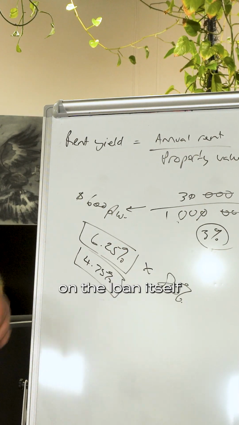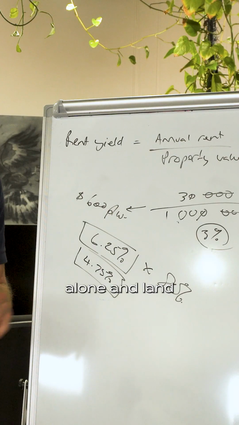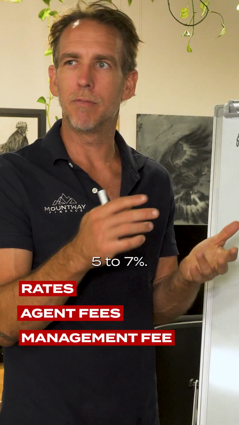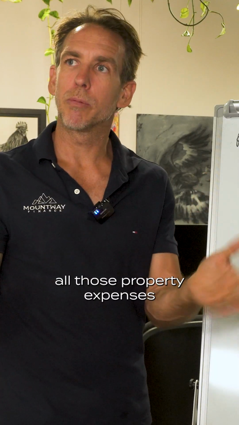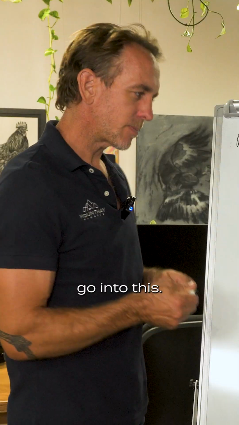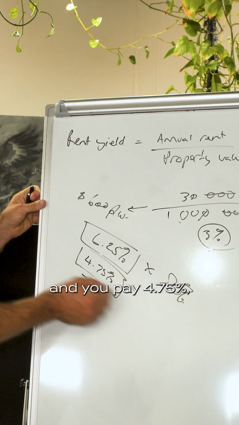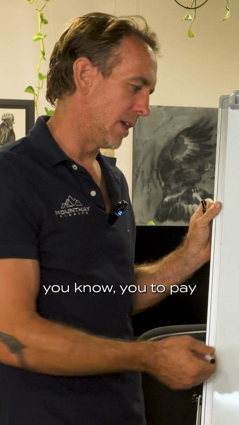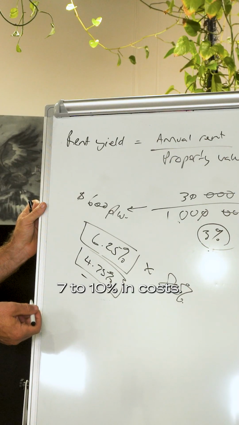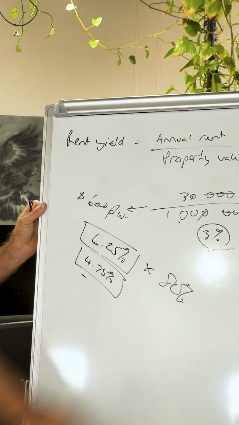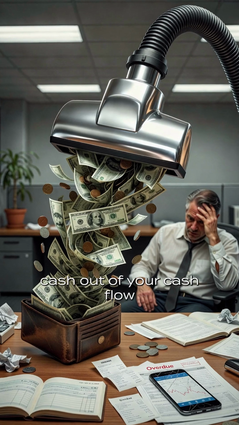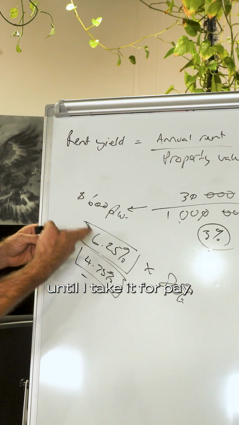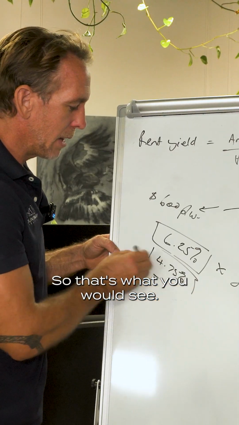This property, on the loan itself alone, let alone rates, agent fees, management fees, which are like 5 to 7%. Insurance, did I mention that? Yes. Anyway, all those property expenses go into this. So while you get 3% and you pay 4.75% in interest on your debt, in addition you might pay another, let's say, 7 to 10% in costs. This is highly negatively geared. This will suck cash out of your cash flow each and every month that you own the property until that debt is repaid, right? So that's what yield looks like.